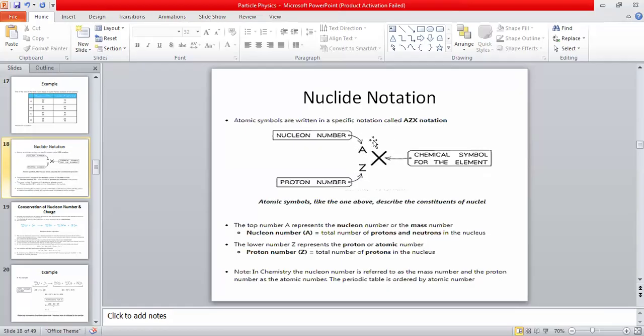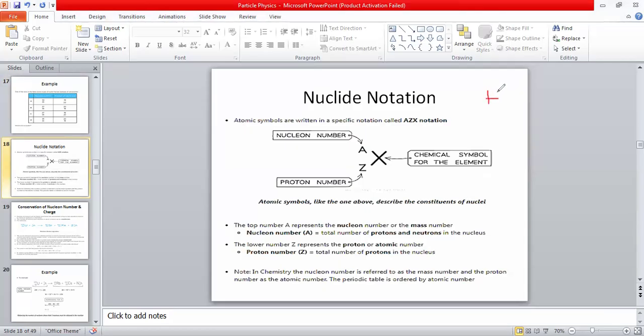This chemical symbol for each of the elements is called nuclide notation because we are just discussing the nuclei of the elements. So any nucleus which is written with its proton number and nucleon number is called nuclide notation. Like for example, मैं आपको और एक दो nuclide notation लिख देता हूँ helium की.